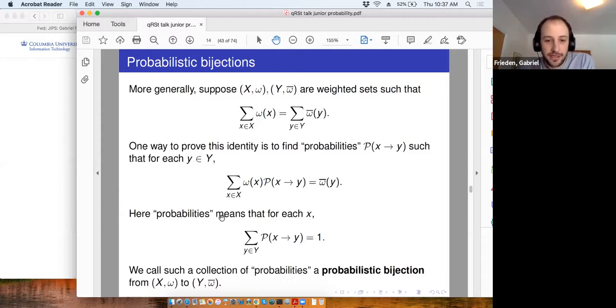So here probabilities just means that these things sum to 1. So they can live in any ring. They don't have to be positive real numbers or anything like that. And of course, if you have expressions p of x to y that satisfy this and also satisfy this, then just by summing over y, you immediately see this identity. And so we call a collection of probabilities a probabilistic bijection from the weighted set x to the weighted set y.